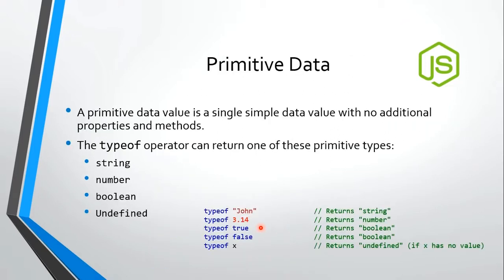Also, if we talk about the primitive data types available, normally a primitive data value is a single, very simple data value with no additional properties and methods. So in JavaScript, we have string, number, boolean, undefined. These are the primitive types available. It's easy to remember that we have three major types, which are string, number, and boolean. And we also have undefined. If we use any variable that is not defined, it's undefined.